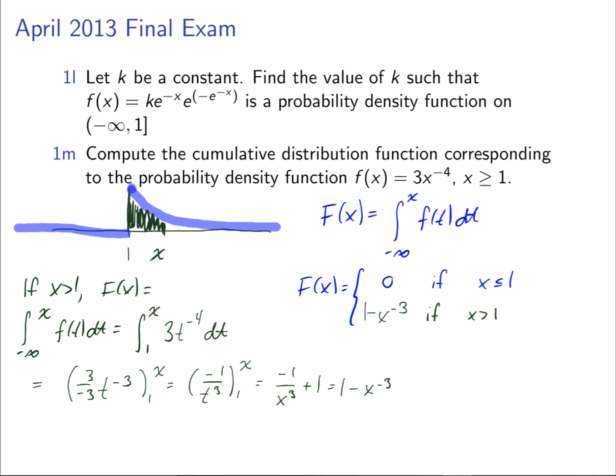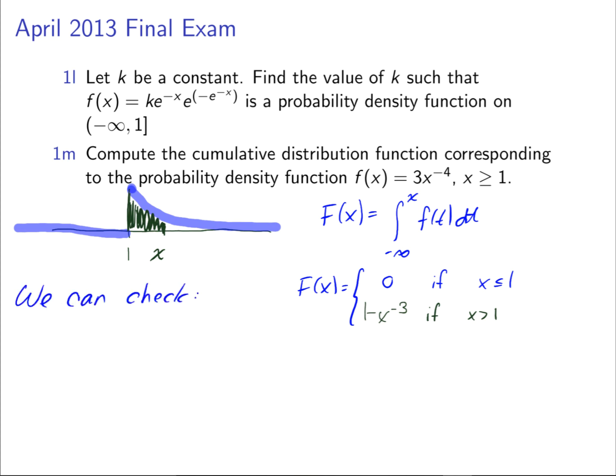So here is our cumulative distribution function. Now again, we can make some checks. It should be the case that the limit as x goes to infinity of my cumulative distribution function is 1. And indeed, that is the case.